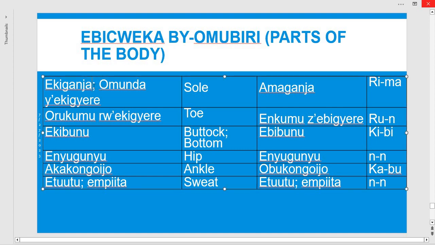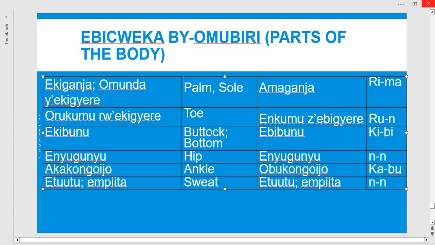So we have ekiganja, that is mainly the palm. It can mean the sole of the feet, or it can mean the palm, the part of your hand that you use to grab something. So we call it ekiganja. Then omunda y'ekigere, that is the sole of your feet, we call it omunda y'ekigere.